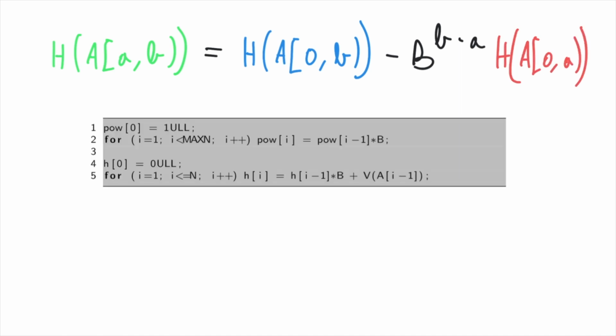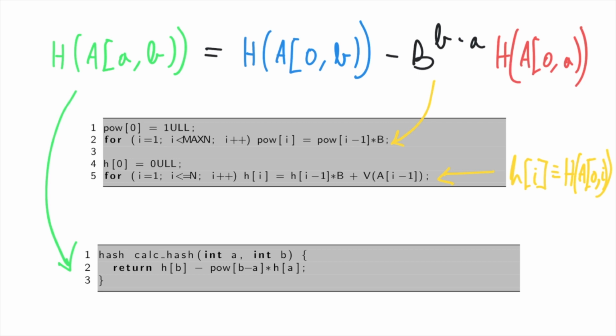So in code, we first pre-compute all the powers of the base. Here, we do this just once in the beginning of our code. Then, when we have a string, we compute all the hashes of the prefixes. So that means h of I here computes the hash of the string from 0 to I. And then we can use this to quickly calculate hashes of any substring. To do this, we just directly implement this function where we use the powers that we have computed before and the hashes of the prefixes that we also have pre-computed.